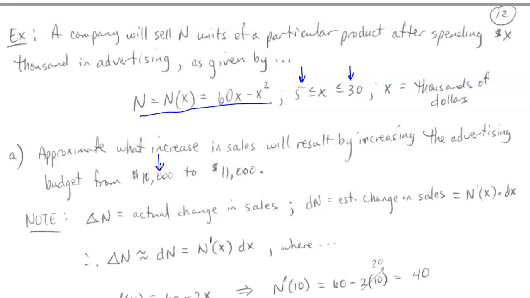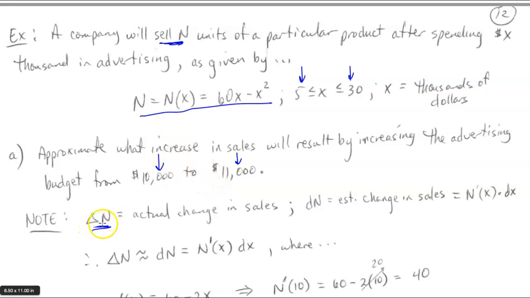What they're trying to do is to see if we spend the extra $1,000 in the next week, how much is that going to increase the number of units that we're selling? Okay, so that's the basic idea. Now, of course, our delta N here is going to be the actual change in sales, because that's what we're trying to approximate. So whatever it is, that 10,000 is fine, but we want to know if we spend that extra $1,000, how much bang for our buck are we going to get?